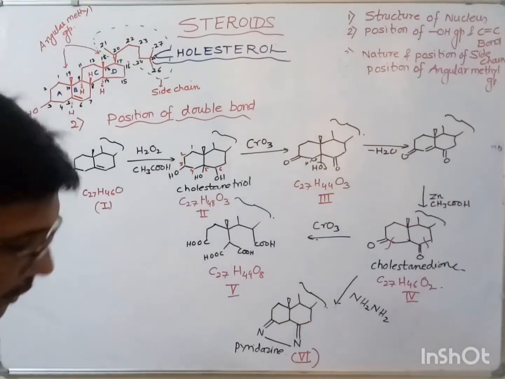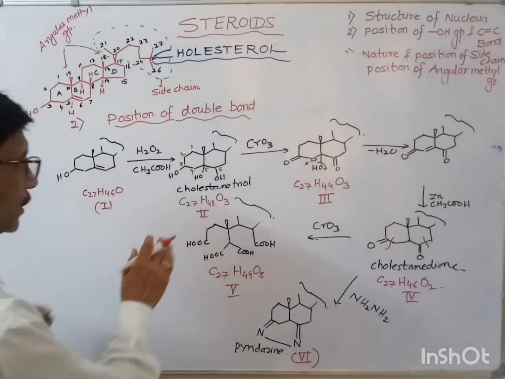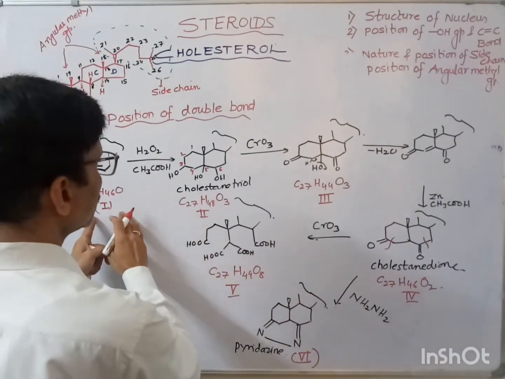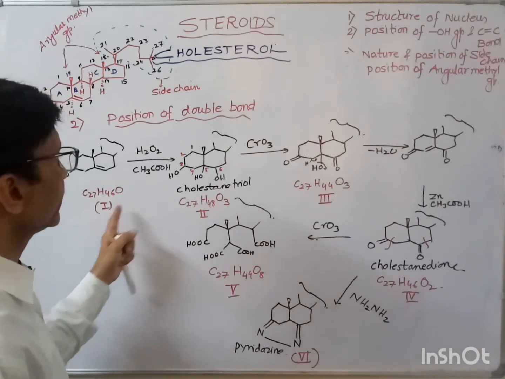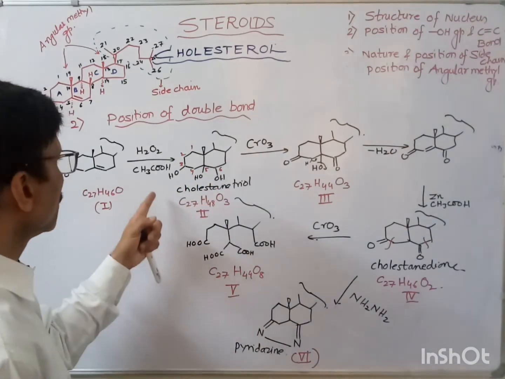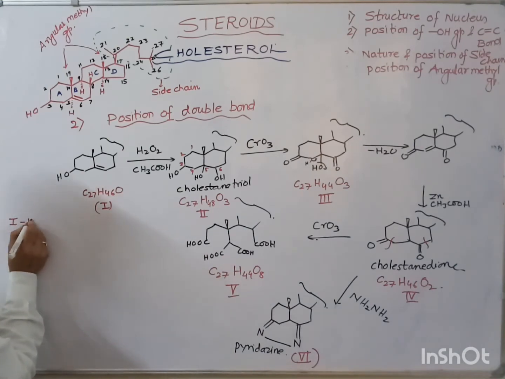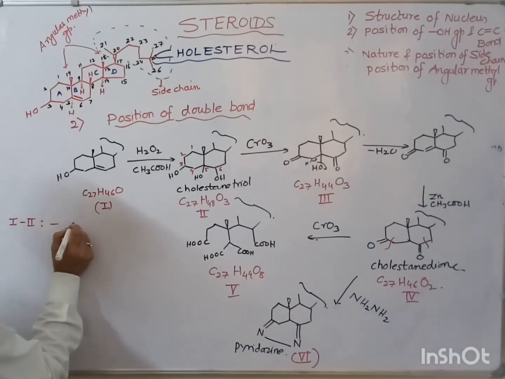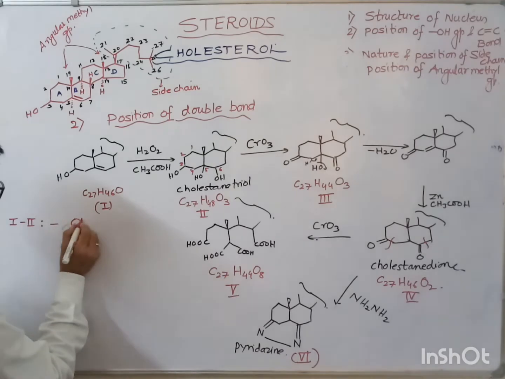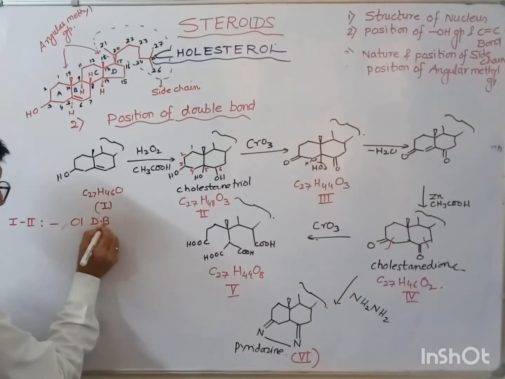If we see, first of all, from first to second it indicates the presence of one double bond. What does it tell? One double bond is present.